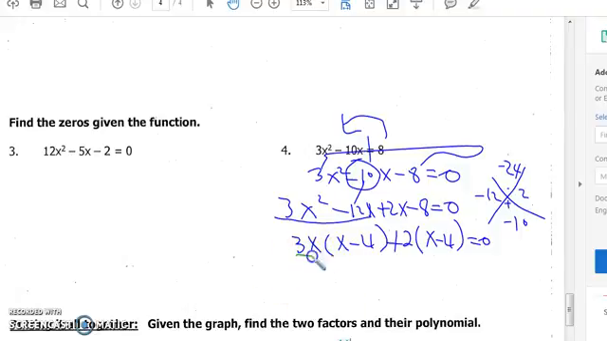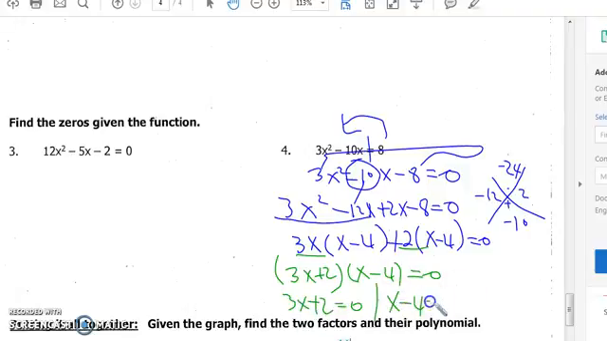Okay, so first you're going to do this. You're going to write 3x plus 2 in the front, and x minus 4 you just write once, and you're going to set it equal to 0. So you have to do this: 3x plus 2 equals 0, x minus 4 equals 0.